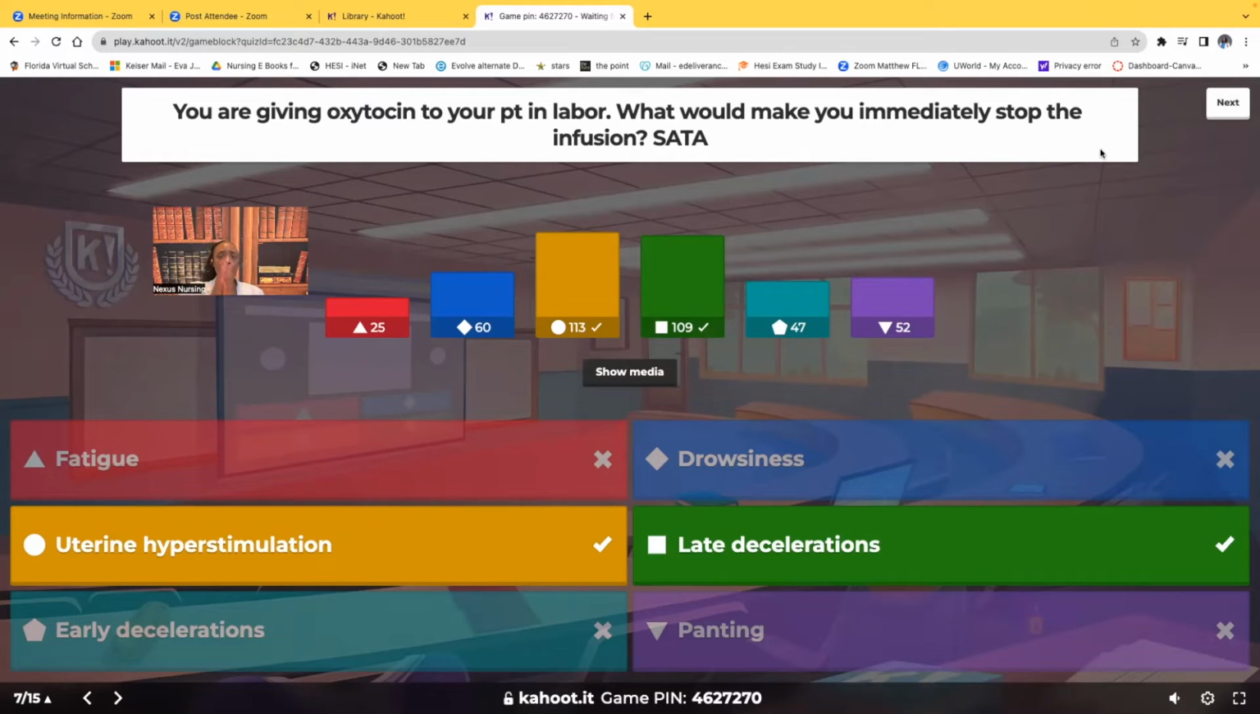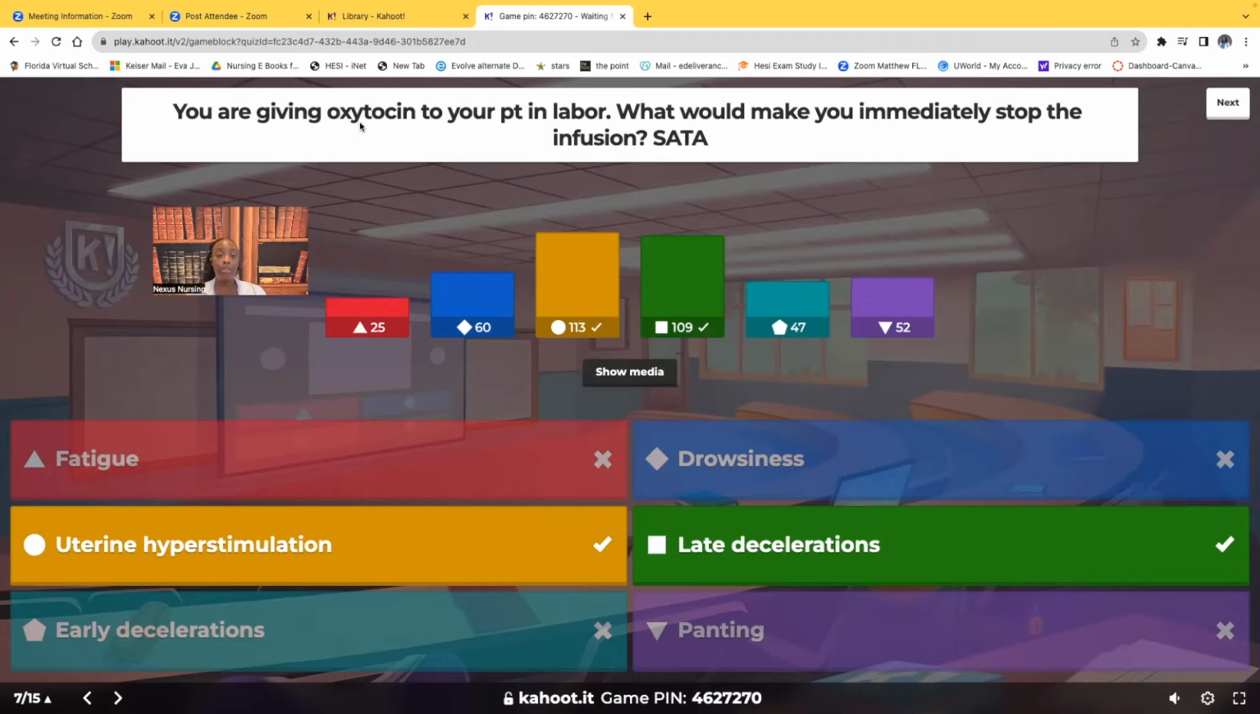All right? I want to point something else out to you, because this is another common mistake that you guys make as students. Look at the question. You're giving oxytocin to your patient in labor. The key in this question is oxytocin, this medication. So whenever you're looking for your nursing intervention, your priority, or the answer, it's going to be in relation to this medication.